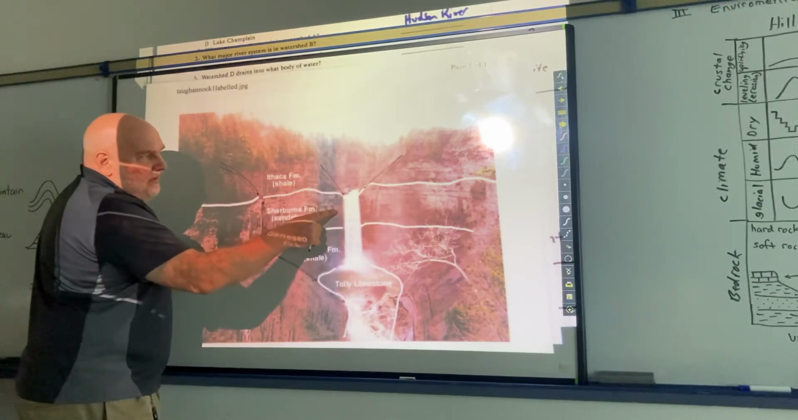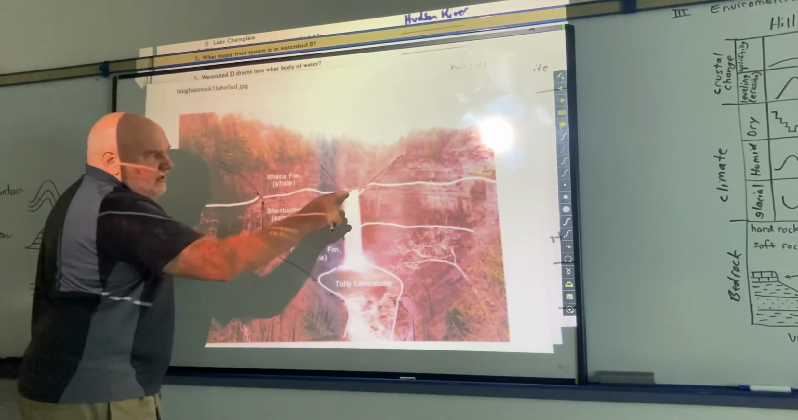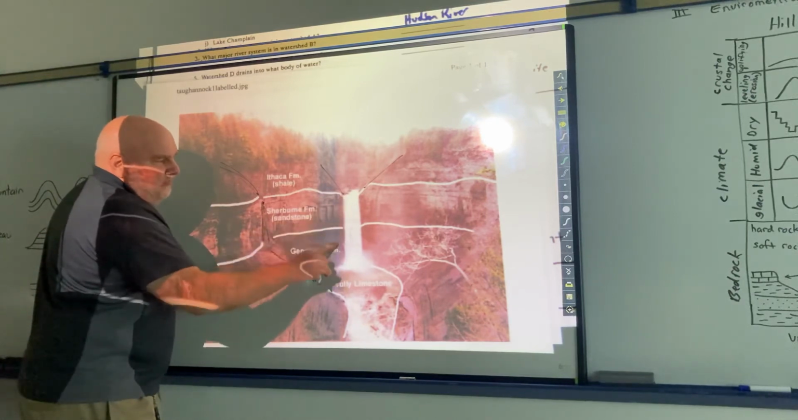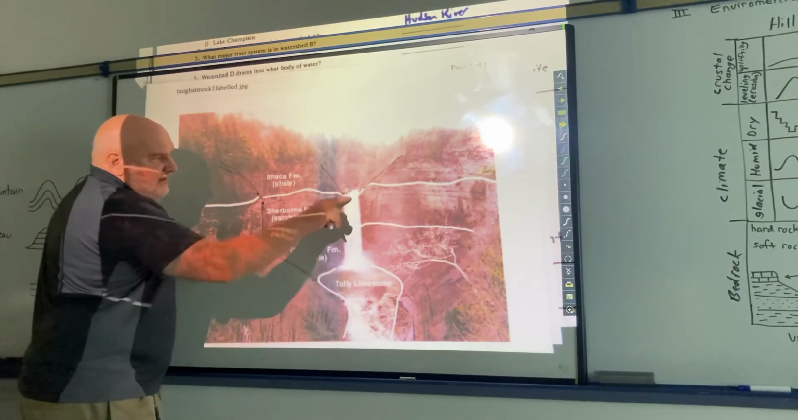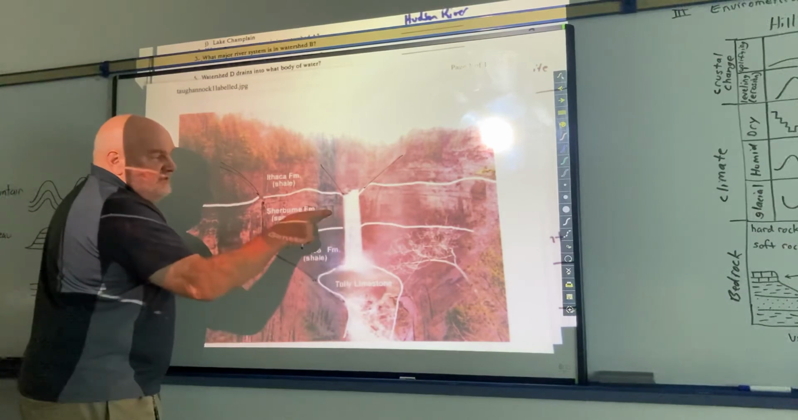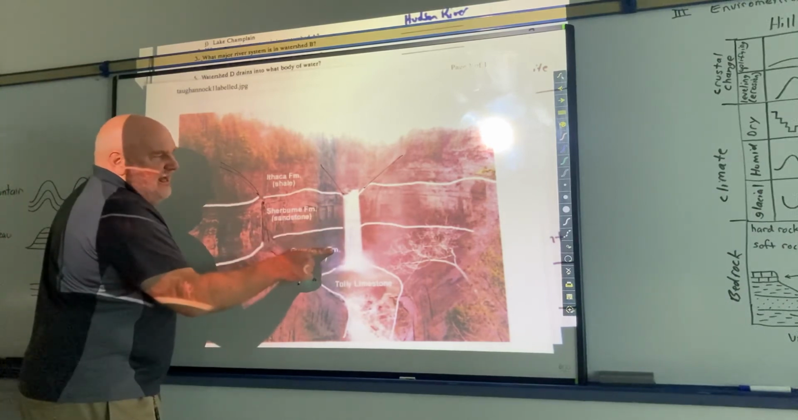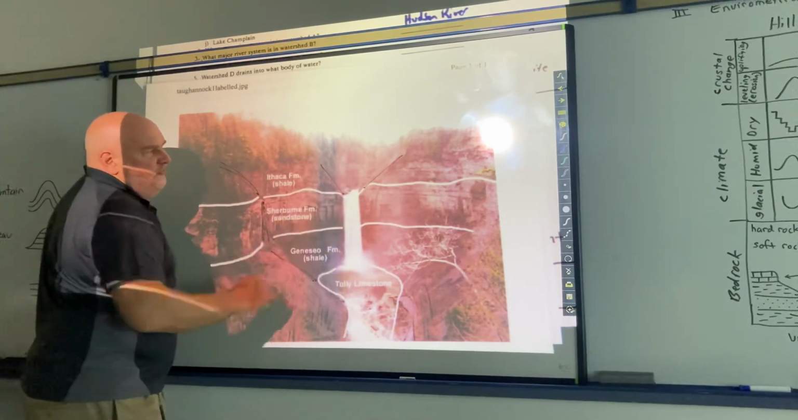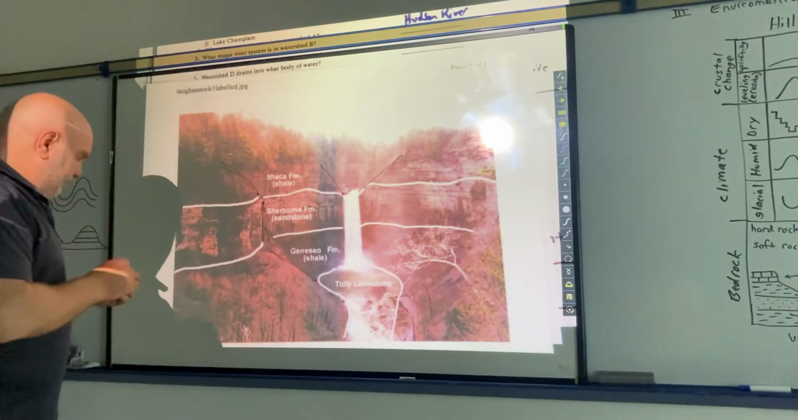Because I have a harder rock layer. So here's the stream right here. I have a harder rock layer over a softer rock layer, and that creates overhang. Because this one does not erode as much, this one erodes a lot. So that overhang causes the big waterfall right there.